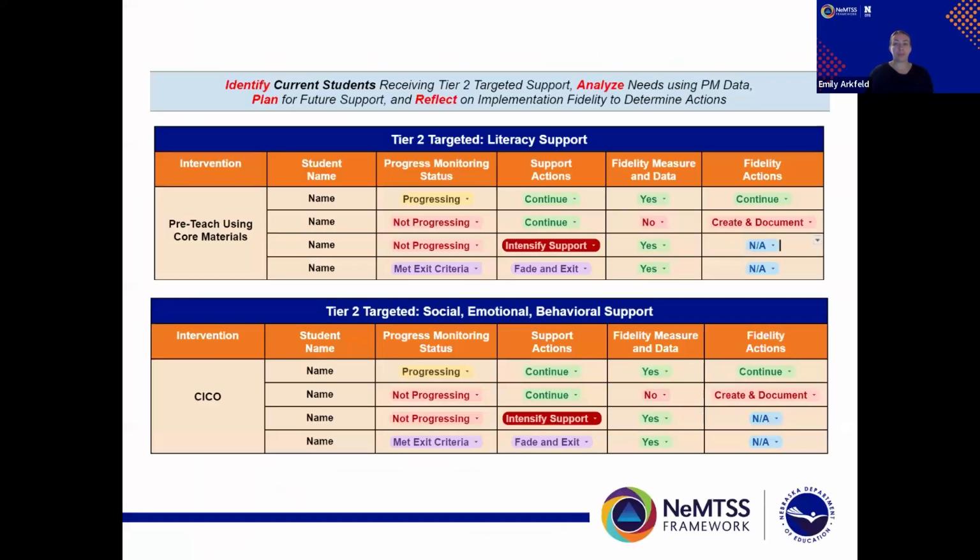Here again are tables from the Tier 2 collaborative team agenda example. In these examples, you can see they are broken up into two areas: literacy support and social, emotional, and behavioral learning. They have the intervention listed along with the student names that are receiving the intervention, the progress monitoring status, and support actions based on the progress monitoring, and fidelity measure, data, and actions.